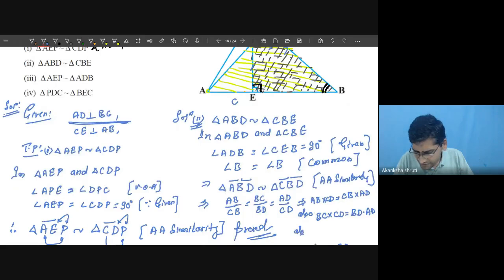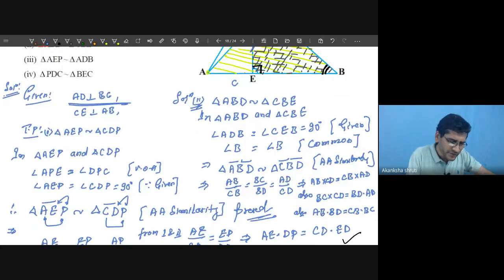Also the third one can be written. This second one I have written by taking the second and third. Taking the first and second here means AB by CD is equal to BC by BD. We can write AB into BD is equal to CB into BC. So these are the proofs for the other part.